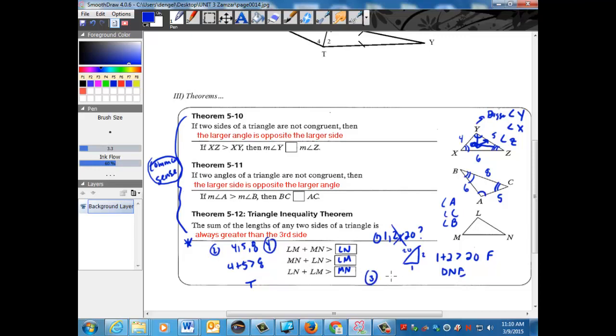Next, let's do 2, 5, and 7. Well, this is going to be no, because 2 plus 5 is not greater than 7. This would be false. So I say no, this triangle does not exist. Let's do one more. What about 5, 5, and 10? Well, 5 plus 5 has to be greater than 10. That's false. So this would be a no.